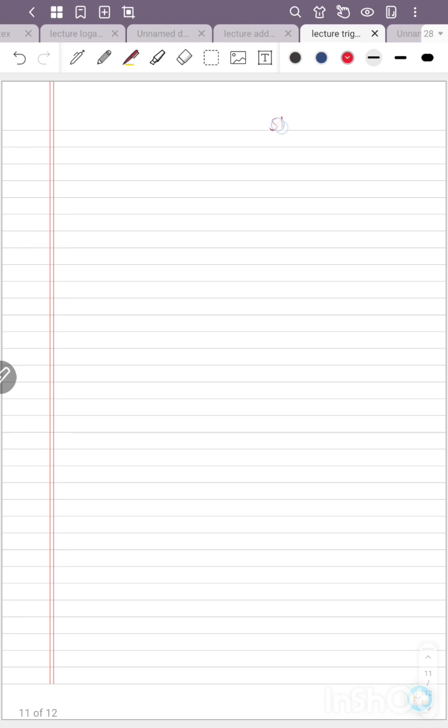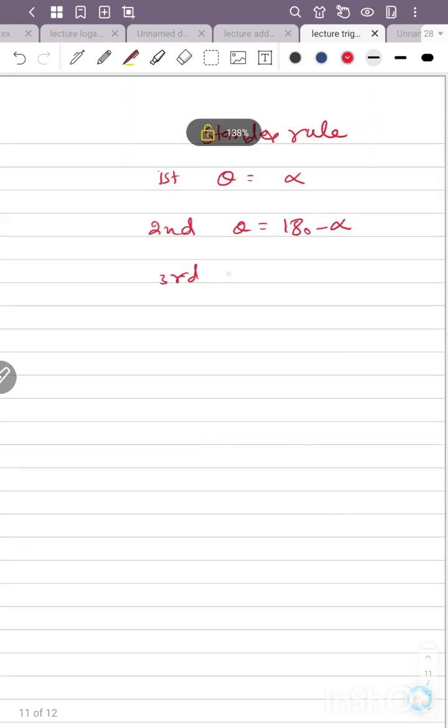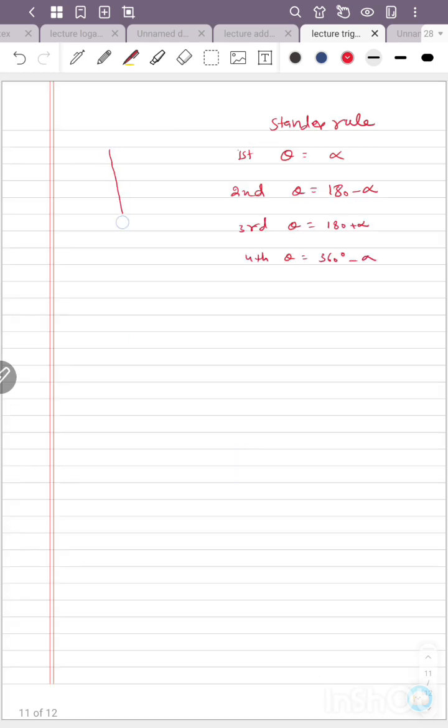What is the standard rule? Here I am writing the standard rule of trigonometry. If theta is in the first quadrant it is alpha, in the second quadrant theta is 180 minus alpha, in the third quadrant theta will be 180 plus alpha, and in the fourth quadrant theta will be 360 minus alpha.